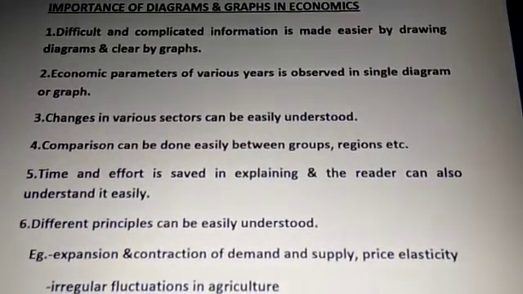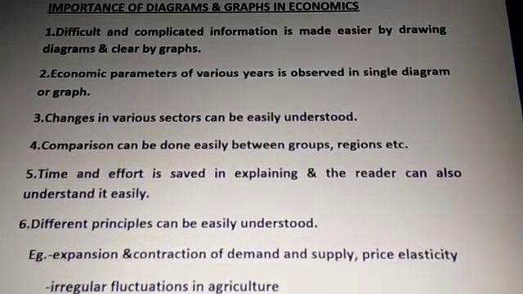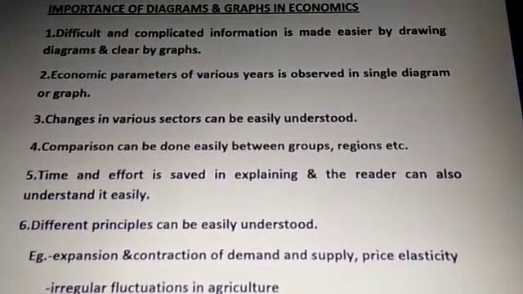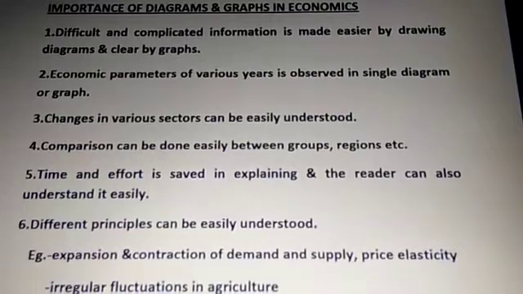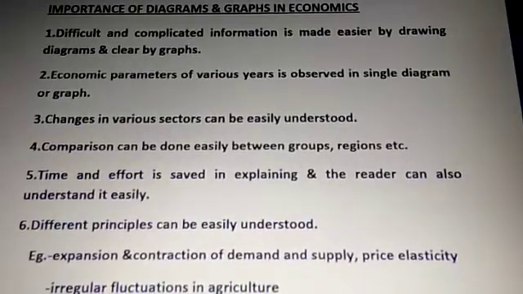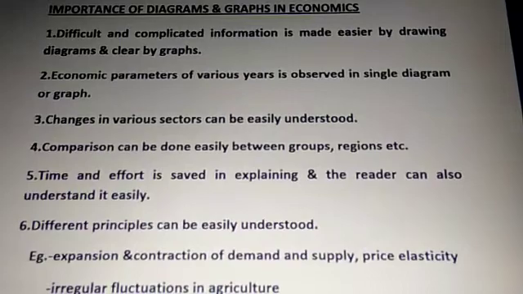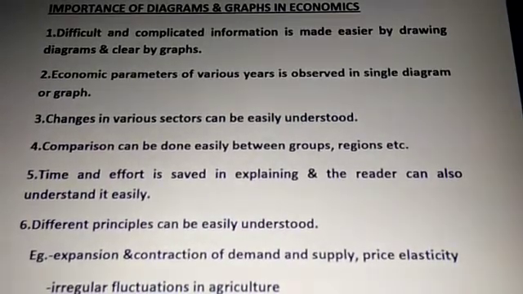Economic parameters of various years is observed in a single diagram or graph. You have seen diagrams and graphs before also. In this same chapter also you can see diagrams and graphs. So of many different years, for example 6 years or 7 years, together in one diagram itself or a graph itself we can see it. For that it's written economic parameters of various years.